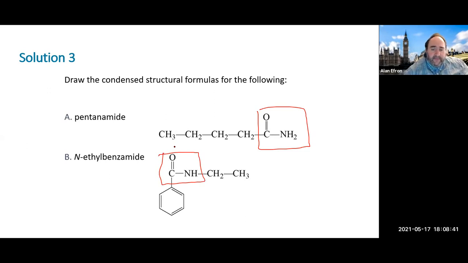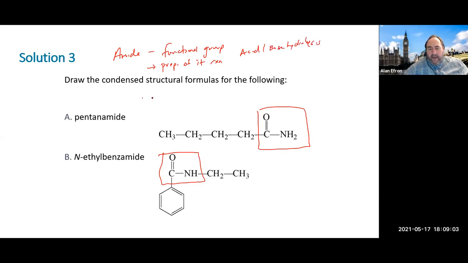All right, so in terms of amides, just to be clear on what you need to know: the amide functional group, the preparation of it, the reaction, and the acid and base hydrolysis reactions. No naming or drawing of amides. Any questions on any of that there?